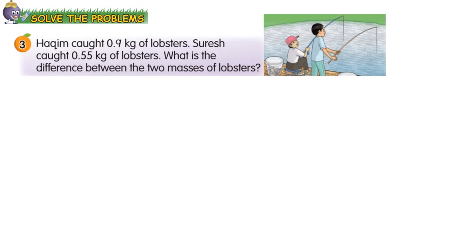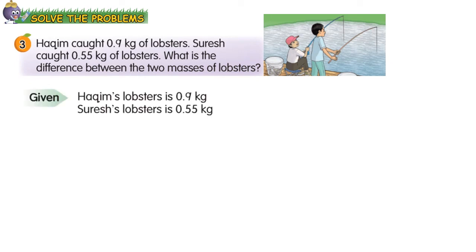And for the third question, Hakim caught 0.9 kilogram of lobsters. Suresh caught 0.55 kilogram of lobsters. What is the difference between the two masses of lobsters? So again, what is given in the questions? It is Hakim's lobsters, which is 0.9 kilogram, and Suresh's lobsters, which is 0.55 kilogram.